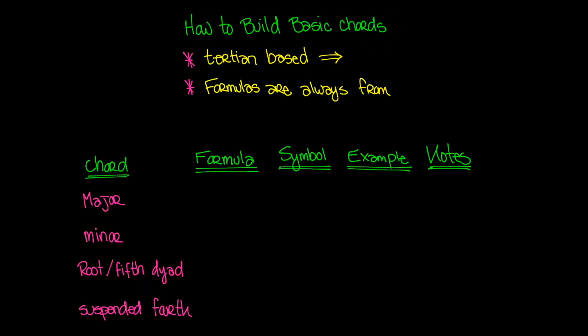Now, a couple of quick key points. One is that basic chords, and chords in general, are going to be tertian based, and that just means that we're going to be building them based off of thirds, right? So third intervals. And the formulas are always going to be, and this is really, really key, from major scales. This is a super key point. They have to be from major scales. You can do them from minor scales, but you're going to really get yourself messed up. So just always do them from major scales.